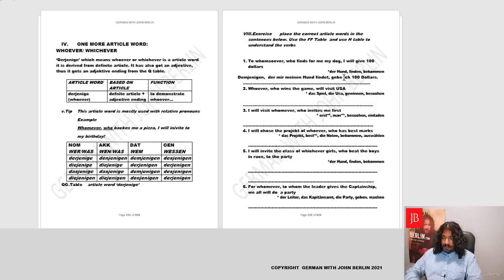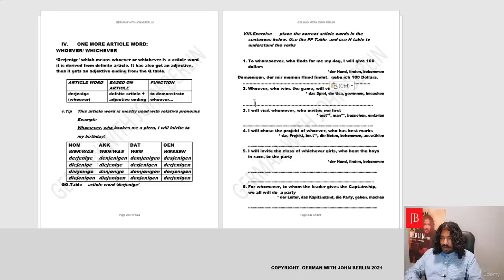Fantastic. So when you have a main sentence after the Nebensatz, you always begin with the verb. Yes, that's the way it is. If you remove this, you'll see it's like: demjenigen gebe ich $100, der mein Hund findet. That's also: der mir mein Hund findet. That could also be written like that.